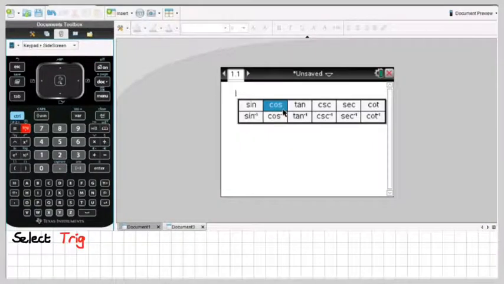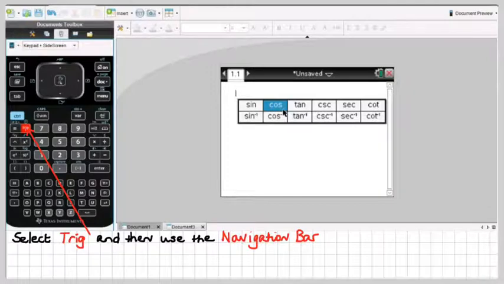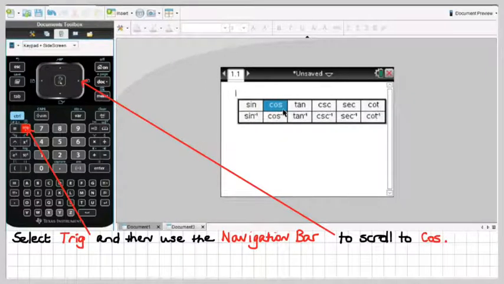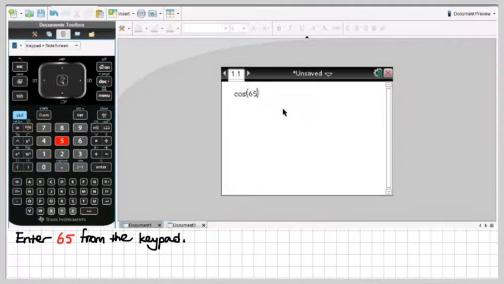Now what I want you to do is select trig, which is over here on your calculator. Then you'll get that screen there. Use the navigation bar to scroll over to COS and then hit enter. Now you've got COS on the screen, and I want you to enter 65 from your keypad here. And then you need a degree symbol after that.